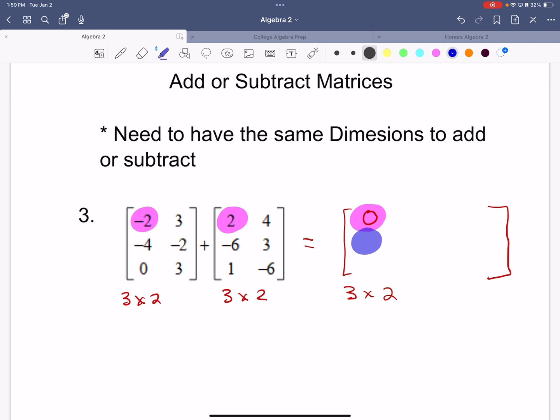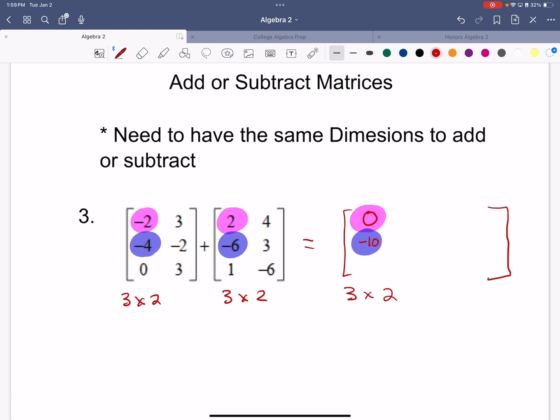To get this element here, I'm going to add the elements that are in the same spot. Negative 4 plus negative 6, negative 10. This is negative 10. To get this one, it's that added together. What do I get when you add those together? 1.